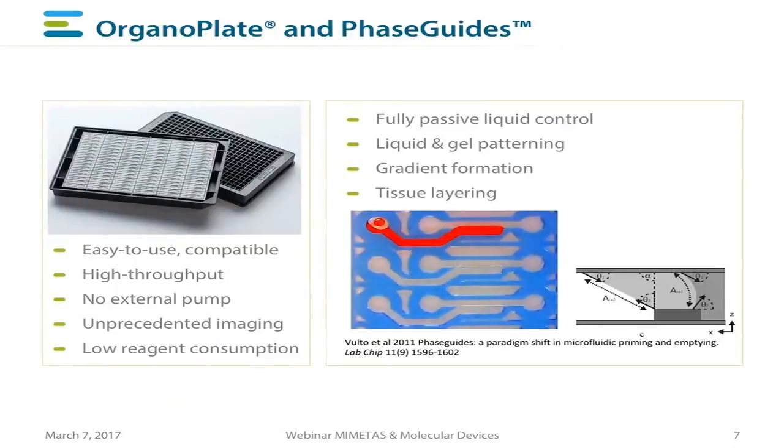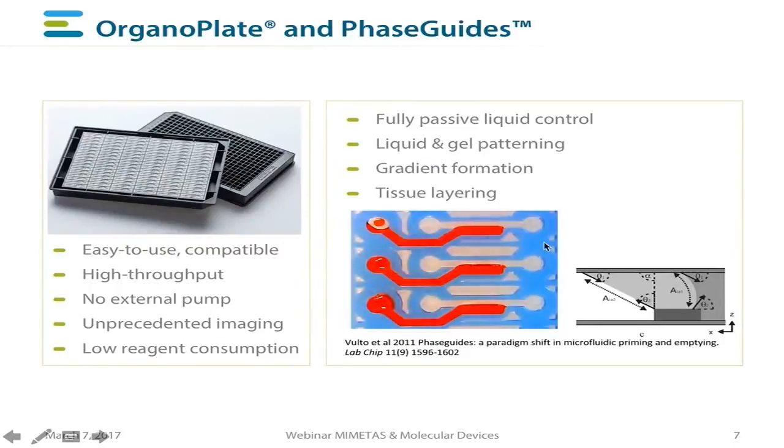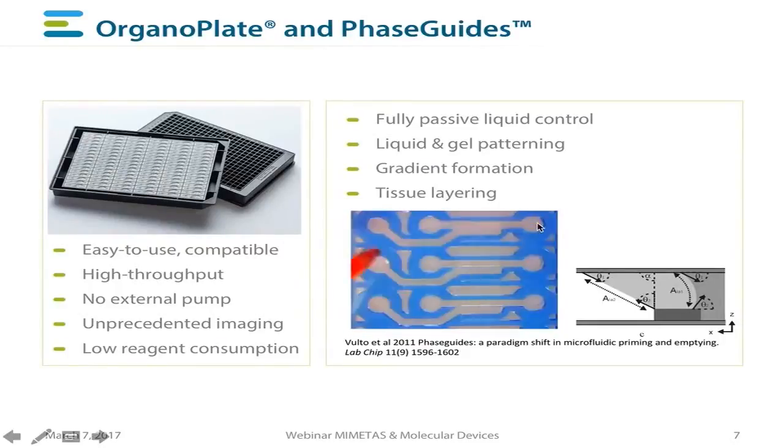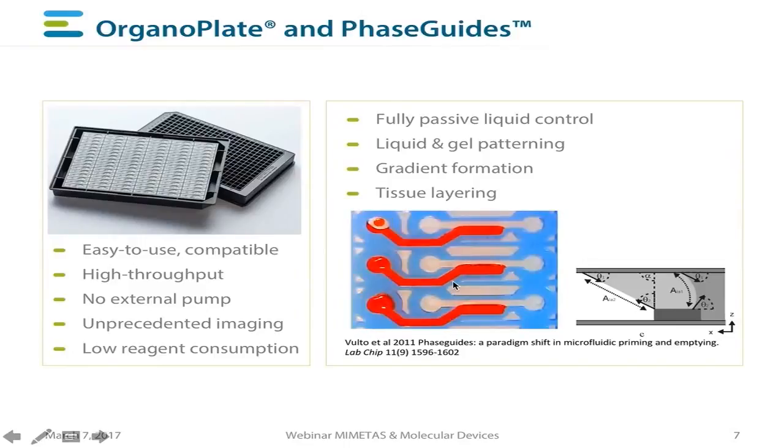So this is what the microfluidics look like inside an OrganoPlate. Here you see a red fluid, which is the extracellular matrix, which is liquefied, entered into the device. And as you see, the fluid only fills part of the microfluidic network. That is because there's a ridge between the two channels, which is called a phase guide. It's a meniscus pinning barrier.